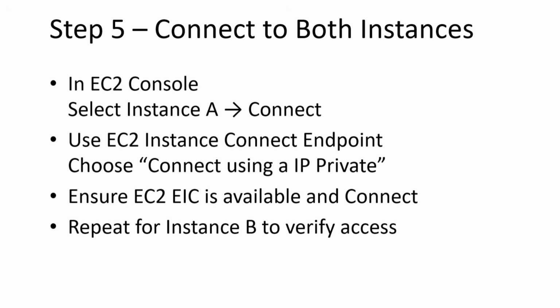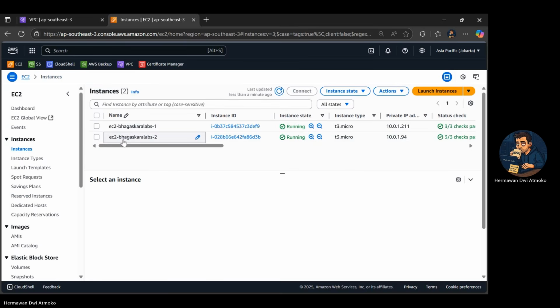This step is a milestone. It shows that our private connectivity is alive. No public internet, no bastion host, just a clean, direct link inside the VPC. And to make sure everything is consistent, we'll repeat the process with instance B. If we can connect to both machines over private IPs, then our foundation is fully working and ready for the next step, key-based authentication.